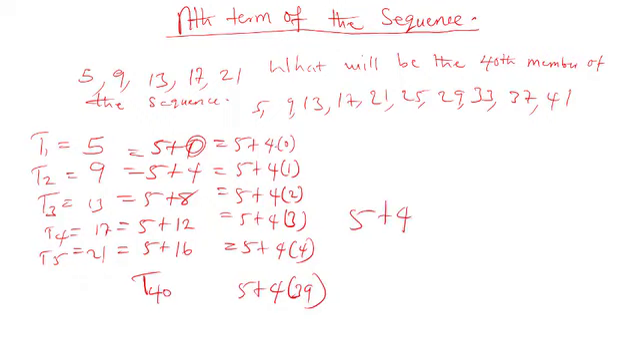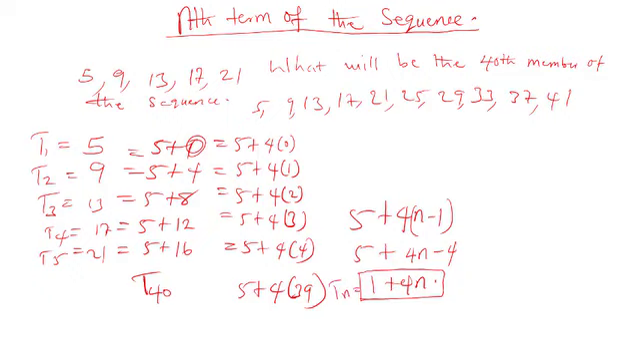Since this is 0 for 1, the first term is now 4 and n minus 1. So which is 5 plus 4n minus 4. So 5 minus 4 here is 1 plus 4n. Now this is the equation. This is our nth term, Tn, that can be used in solving anything.